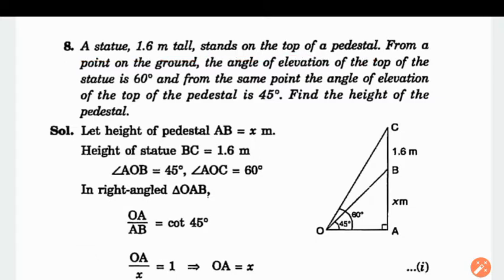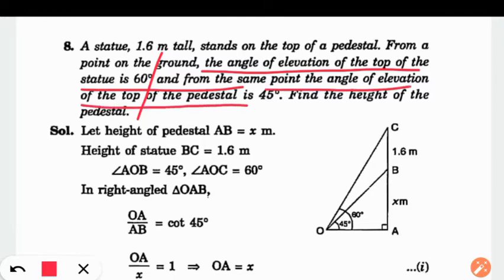From the point on the ground, the angle of elevation of the top of the statue is 60 degree. Since we are watching the top of the statue from the ground, the angle made should be the angle of elevation. That is why angle of elevation is mentioned. Okay. So, this is the first part. Now, from the same point, from where you are watching the top of the statue, the angle of elevation of the top of the pedestal is 45 degree.